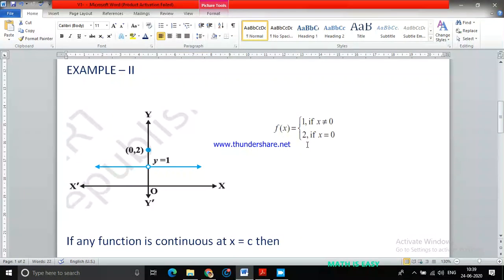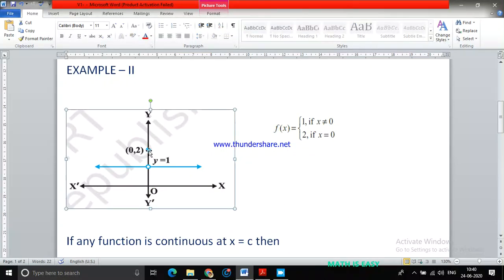Now come to the second example. You take f of x equals 1 if x is not equal to 0. x not equal to 0 means x can be less than 0 or x can be greater than 0. In both cases, the y value or f of x value is 1. When x equals 0, the f of x value is going to be 2. Okay, so this is the graph. At x equals 0, the f of x value is taking 2.